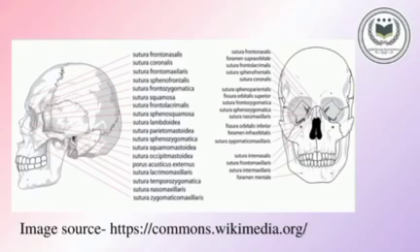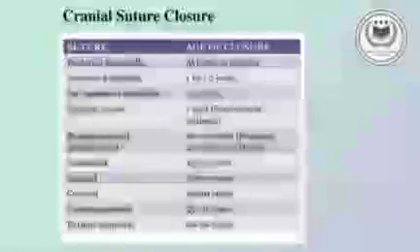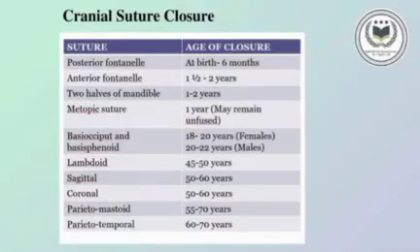Every skull will have a different ossification time of starting and closing, which will help us to determine the age of an individual. In the field of forensics, cranial suture closure time has been given significant importance. I have enlisted below various important sutures which help us to determine the age of an individual. Posterior fontanelle, age of closure at birth to around 6 months. Anterior fontanelle, 1.5 to 2 years. 2 halves of the mandible, 1 to 2 years. Metopic suture, 1 year or may even remain unfused.